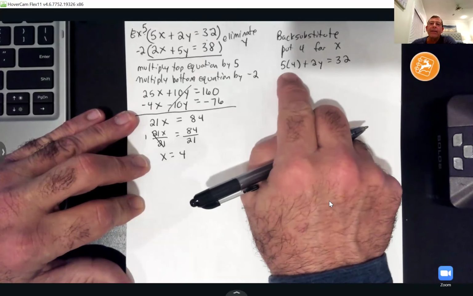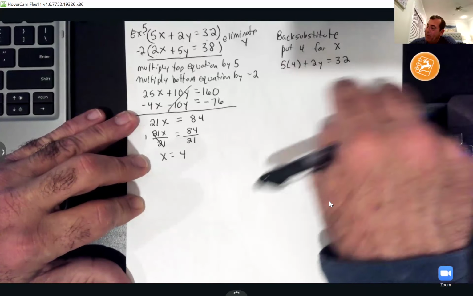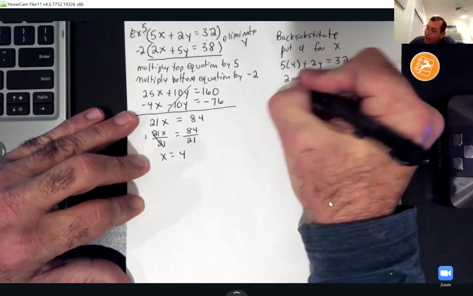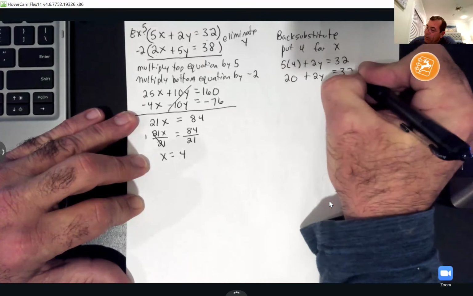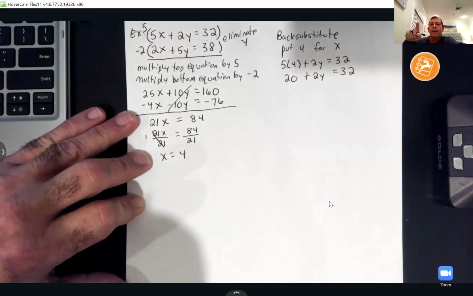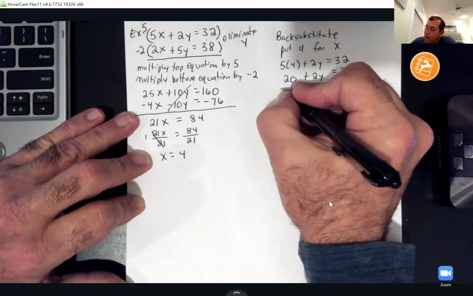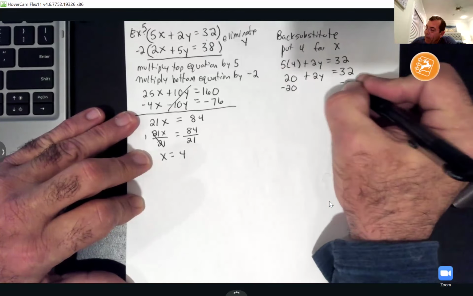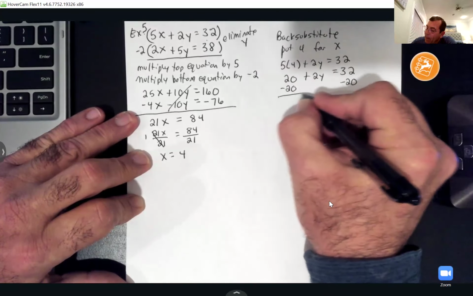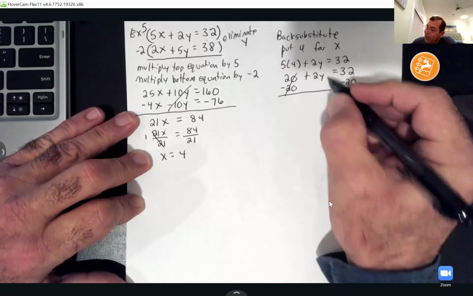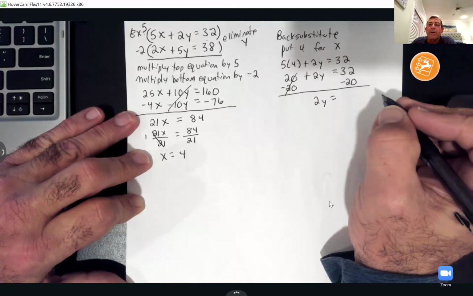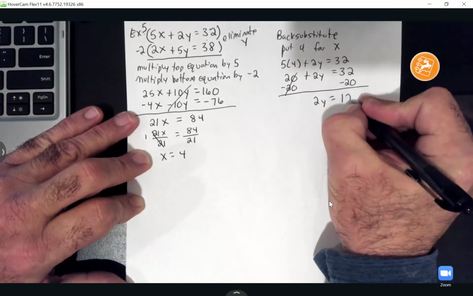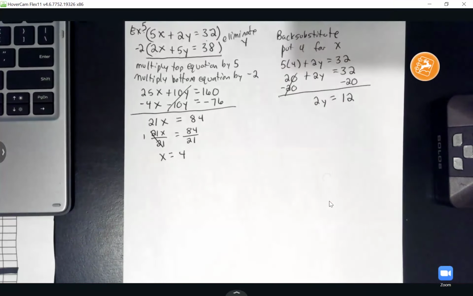All right, y'all. Same thing again: multiply, then we'll divide after we move that stuff over. So I got 20 plus 2y equals 32. I'm going to subtract my 20 to move it. So those will cancel, and we got our 2y equals a positive 12.